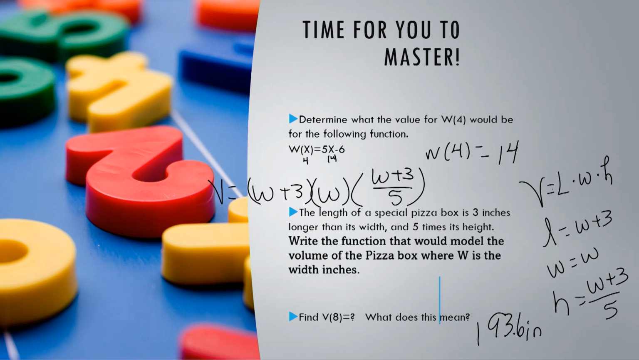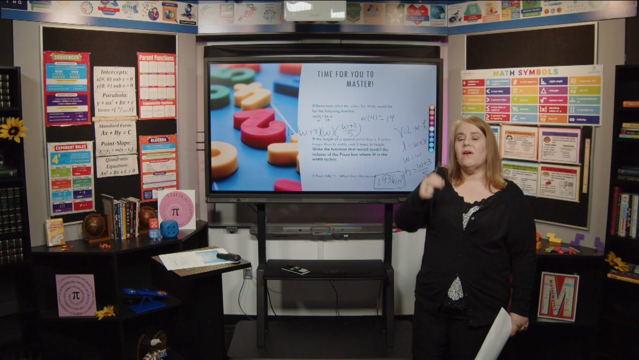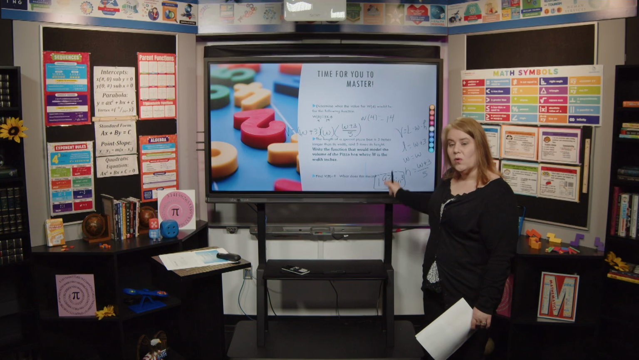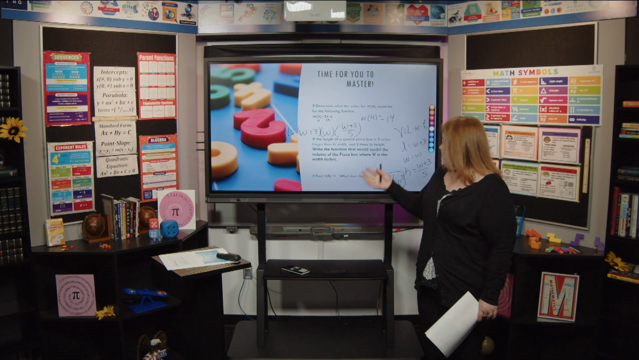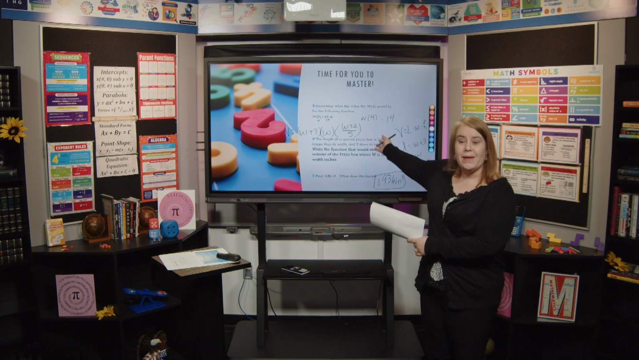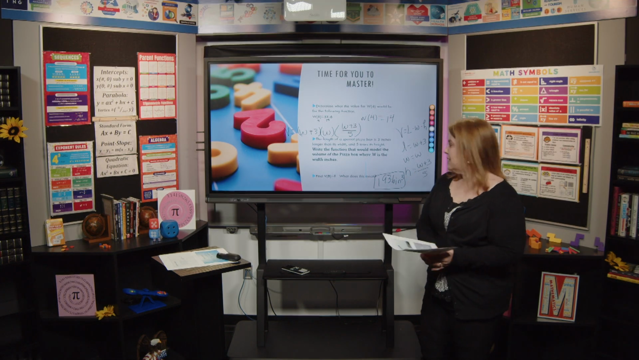193.6 inches cubed. Ms. Killen, I didn't have that inches cubed. Why did you put that? Because volume is a three-dimensional measurement. So you have to label your numbers. If I'd put 193.6, I don't know if we're talking about pencils, I don't know if we're talking about pizza slices. So you have to label your numbers. Always, always, always.